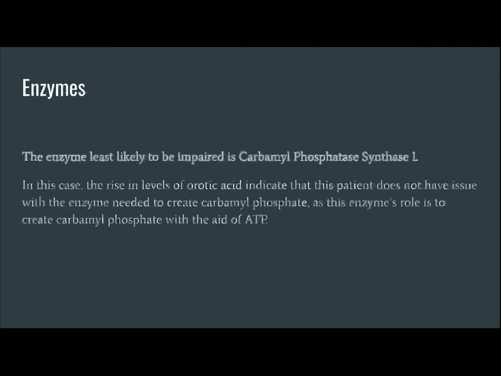The enzyme least likely to be impaired is carbamoyl phosphate synthetase 1. In this case, the rise in levels of orotic acid indicates that this patient does not have an issue with the enzyme needed to create carbamoyl phosphate, as the enzyme's role is to create carbamoyl phosphate with the aid of ATP.